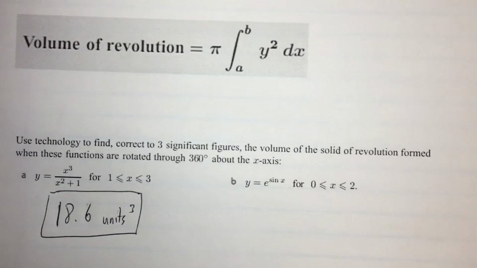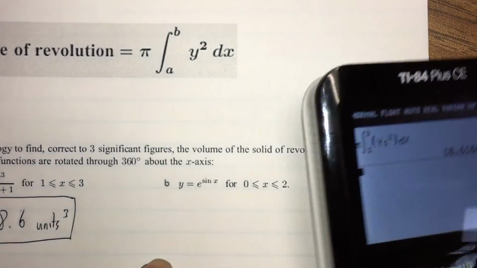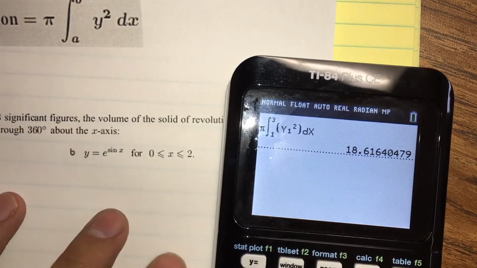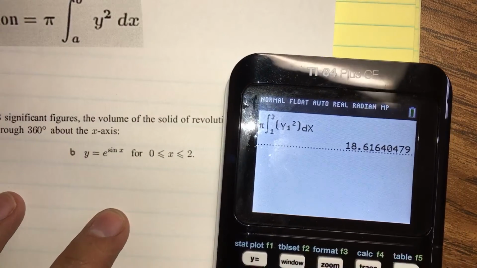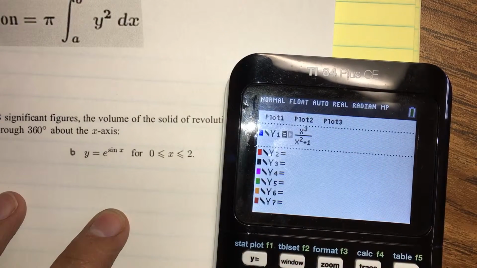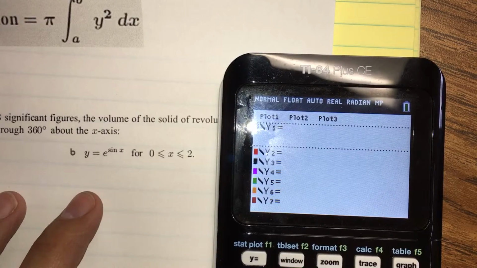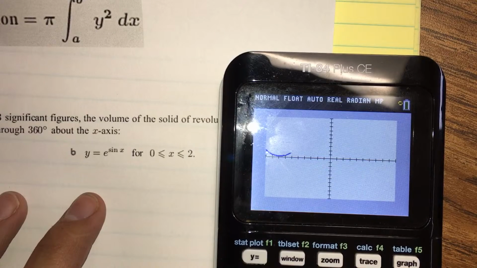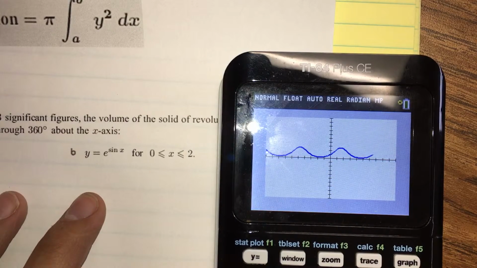Okay, and taking a look at the second one, we'll do a very similar strategy. I'm just going to type in pi. I'll have to enter the function first, I'm sorry. So let's enter our function of e raised to the sine x. We can graph it, and we're going to get this volume from 0 to 2.